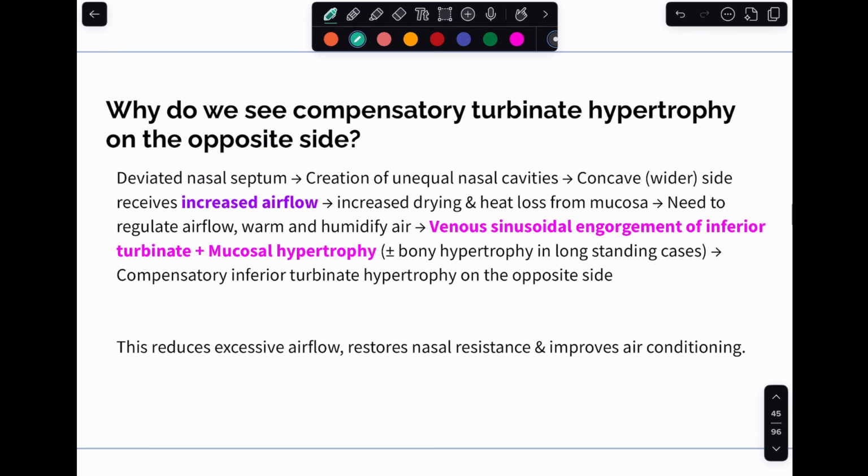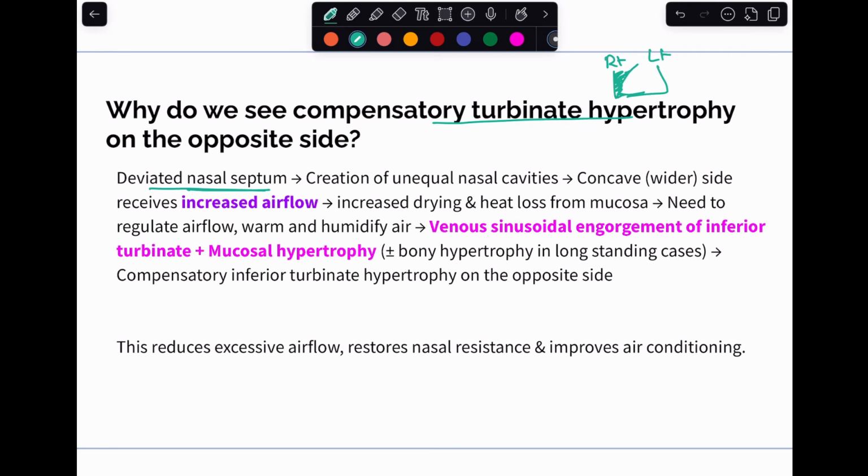Next question. We have seen in our case over here a case of DNS to the right, and we have seen a left-sided turbinate hypertrophy. Now, how is this turbinate becoming hypertrophied only on the opposite side? Why hasn't it happened on the same side, for example? The mechanism is that when we have a deviated nasal septum, there are two unequal nasal cavities. In our case, the deviated nasal septum was towards the right, so the cavity is narrowed on the right side, and on the left side, the cavity has become wider.